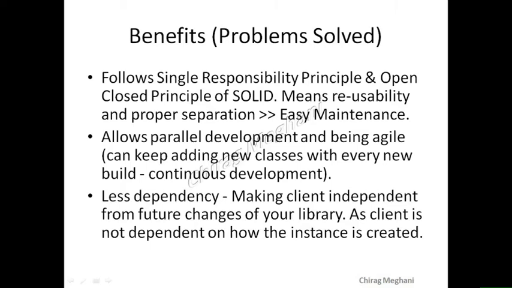Last part is less dependency. So our client is not dependent on how we are creating the object, right? So any future changes in our library will not affect the client. So it is quite independent. So as the client is not dependent, it is a very good idea. They don't have to keep on changing. So all these three benefits are solved by the factory, and I hope you understood the benefits very well, and you will apply this design pattern in so many areas.